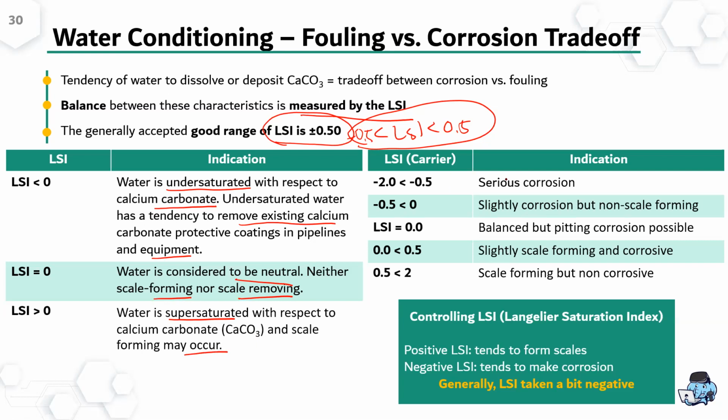Okay, while for the indications for corrosion, we have five classifications in here. Yeah, if the value is between minus 2 and minus 0.5, then it is classified as serious corrosion. If between 0 and minus 0.5, slightly corrosive, but non-scale forming. If the LSI equals 0, balanced, yeah? So it means that there is no corrosion and scaling, but pitting corrosion is still possible. And 0 to 0.5, slightly scale forming and corrosive, while from 0.5 to 2, scale forming, but non-corrosive. Okay, so this is the general classification, yeah. So if you have positive LSI, it tends to form scales. If you have negative LSI, it tends to cause corrosion, yeah. So generally LSI is taken a bit negative, yeah.